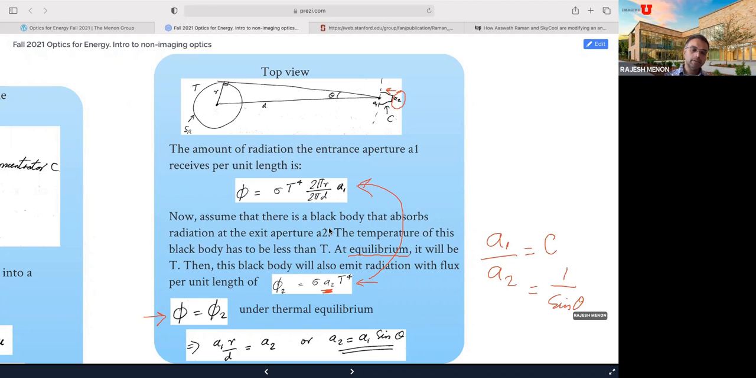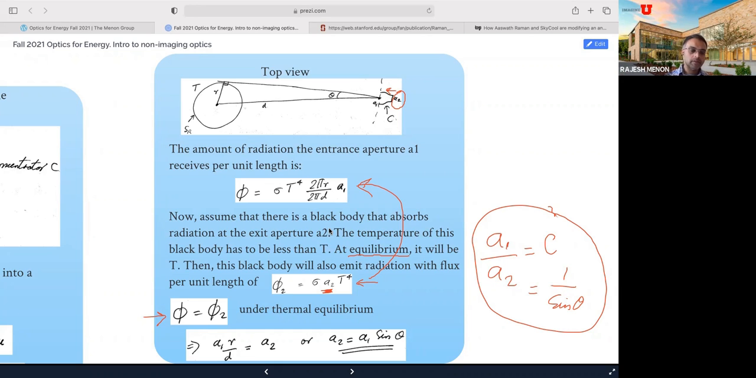Here we derived this without knowing anything about the CPC. The only thing we did was assume the Stefan-Boltzmann law, to relate the black body flux to temperature. The second thing we assumed was thermal equilibrium, and that again comes from the second law of thermodynamics. So we derived this expression without knowing anything about the concentrator.